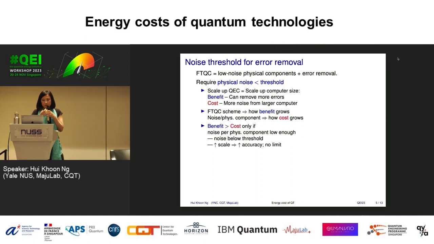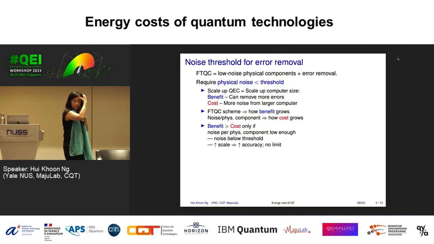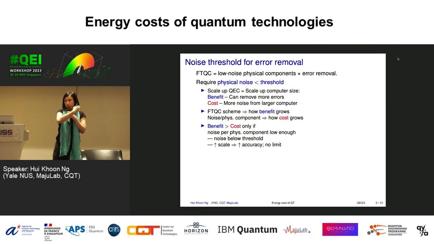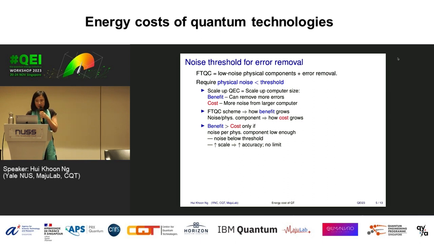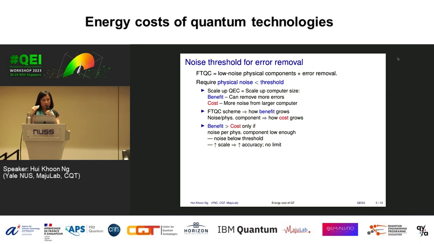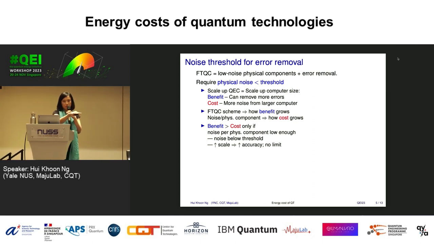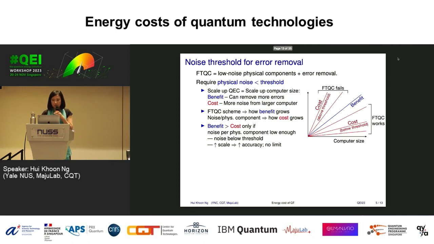So where you really want to be is at a place where your benefit is greater than the cost. Otherwise you just shouldn't think about doing this fault-tolerant thing at all, right? Your benefit is greater than the cost only if the noise per physical component is low enough, below some certain threshold, so that when you increase the scale, you can increase the accuracy without any limit.